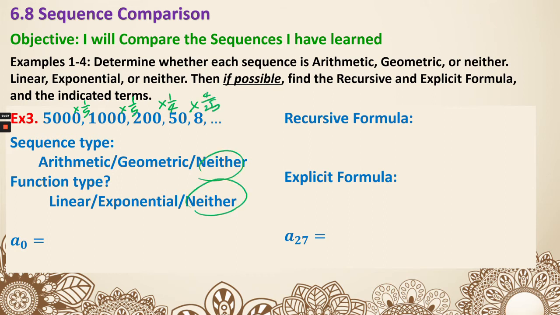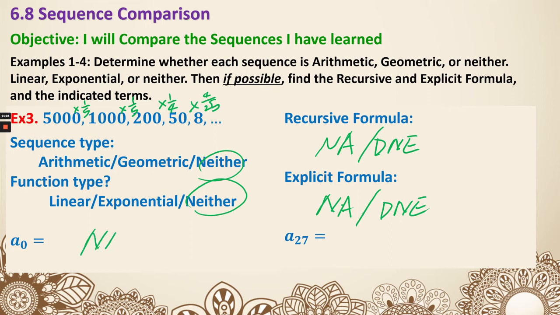Neither, since there isn't a pattern that we can easily spot. We can't write a recursive formula or explicit formula. We can either write not applicable or DNE, which stands for does not exist. Either way. And of course, we can't find any specific term since we don't even know a pattern. So NA, D, and E.